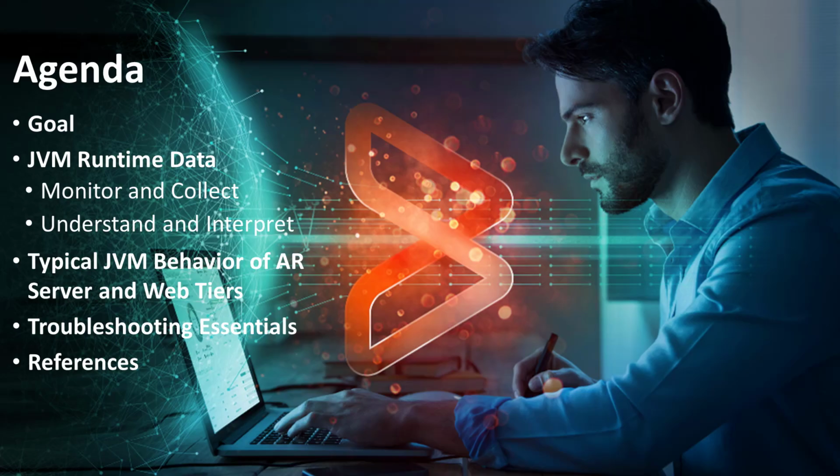For the agenda, we're going to discuss the goal. I will state the goal and the objective, and we'll talk about it a little bit. This goal is divided into three sections. The first one is JVM runtime data, and this includes monitoring and collecting the data, and then understanding and interpreting the data. The second part is typical JVM behavior of the AR server and the web tiers, and we're going to include the mid-tier and the Smart IT for the discussion. And the third part is troubleshooting essentials.